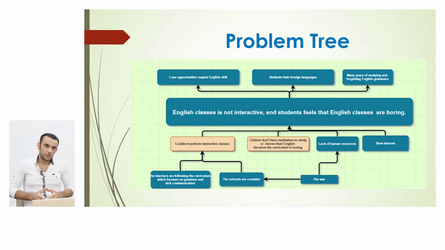This is the problem tree. I focused in my research on 2 points. The first one, English classes are not interactive in Syria. There are many reasons behind that. One of it, schools have to follow the curriculum from the government, especially the public schools. There are other reasons. For example, the schools are crowded. That's why it's difficult to do interactive classes.